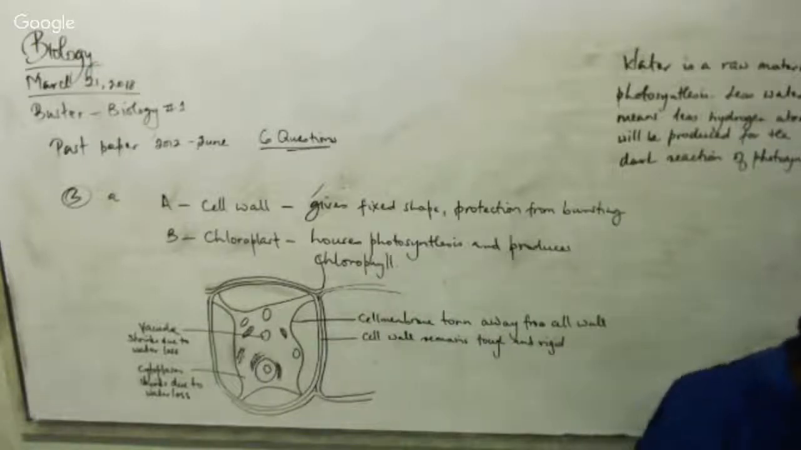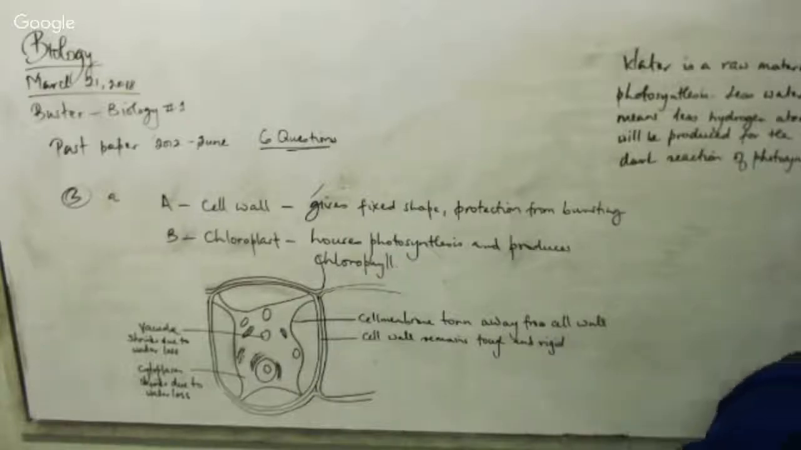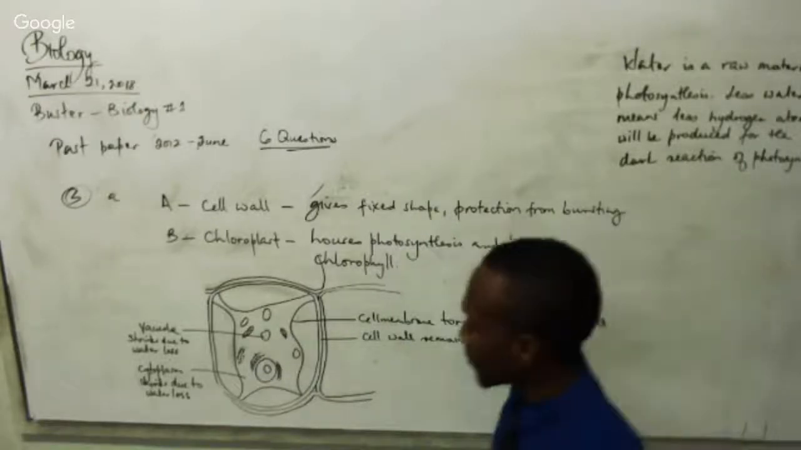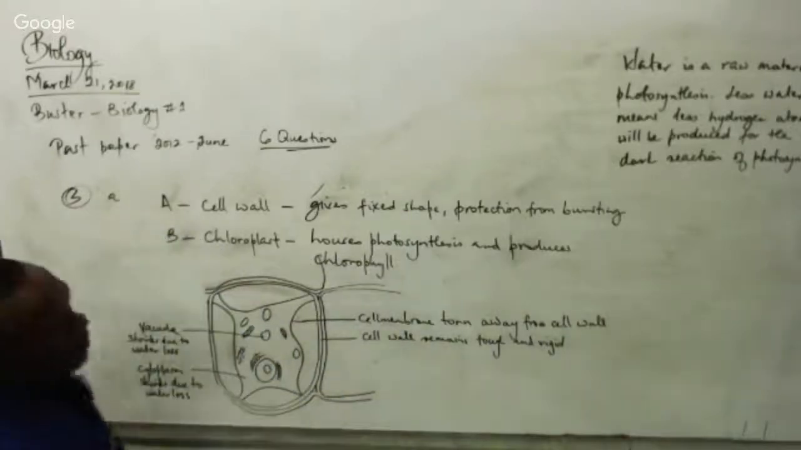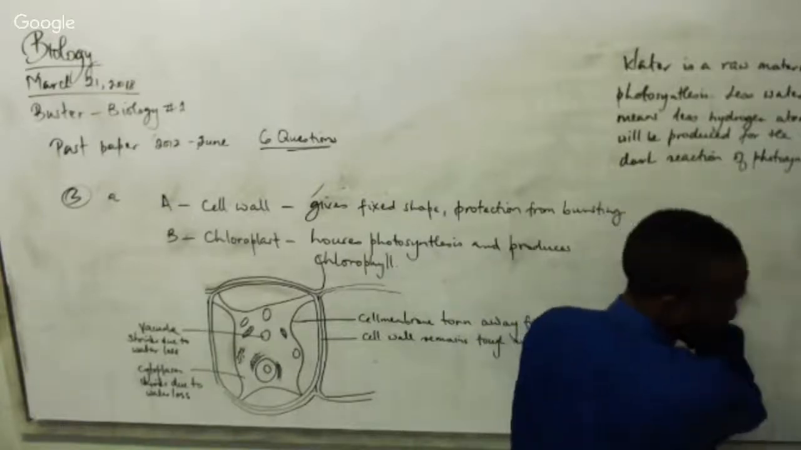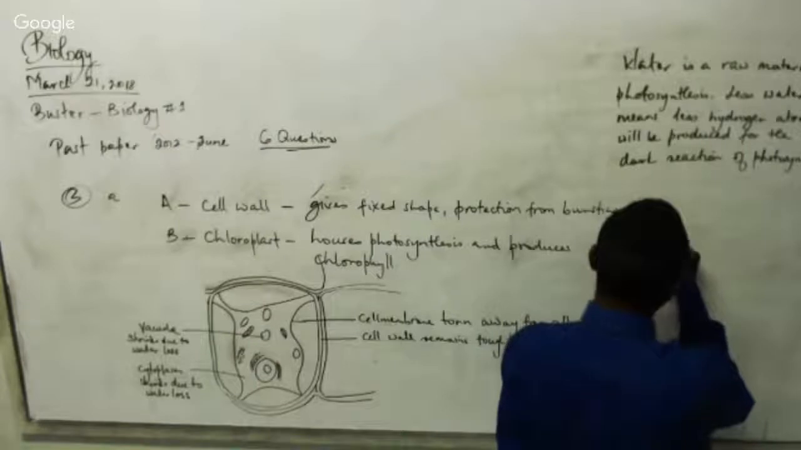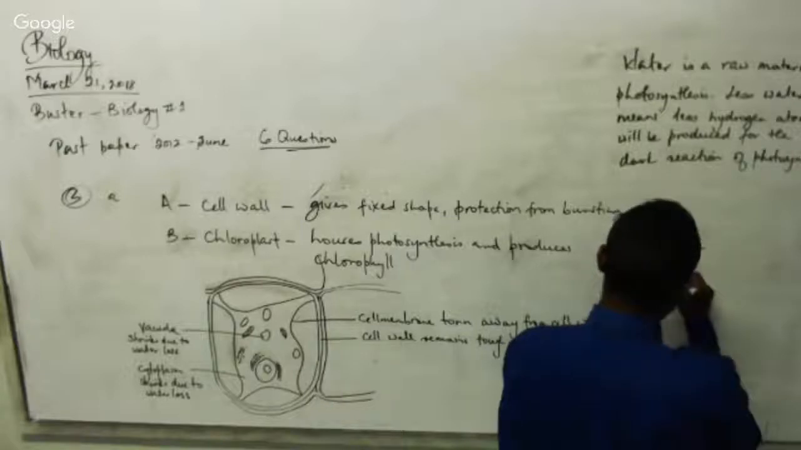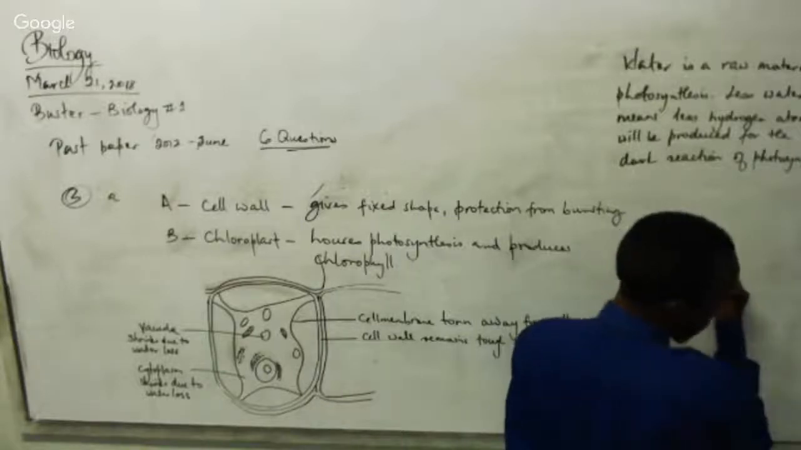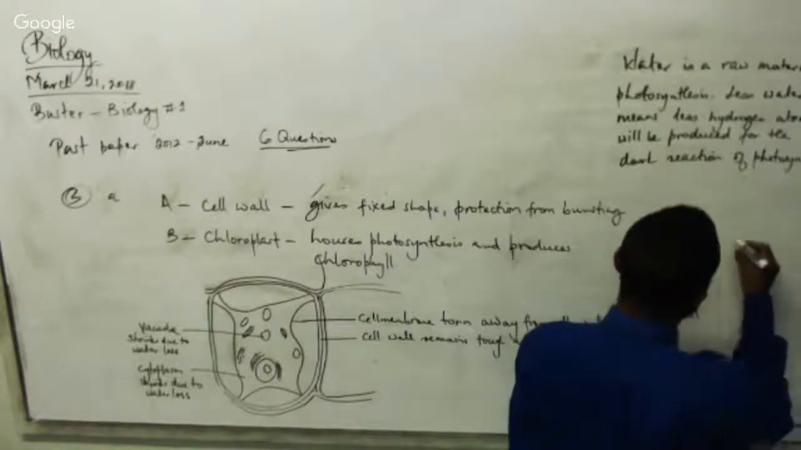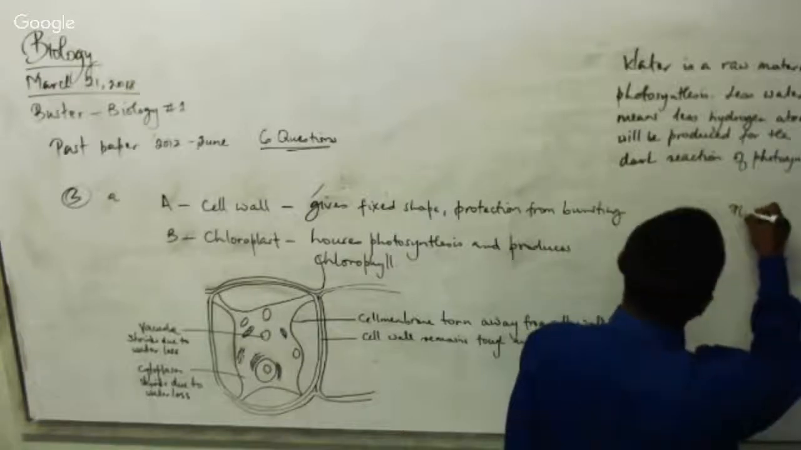Complete the table below to show three differences between plant and animal cells. Large permanent, large small temporary, no cell, no cell. Yes. So the features are vacuole, chloroplast, and cell wall. And then one is to say in plant cell.